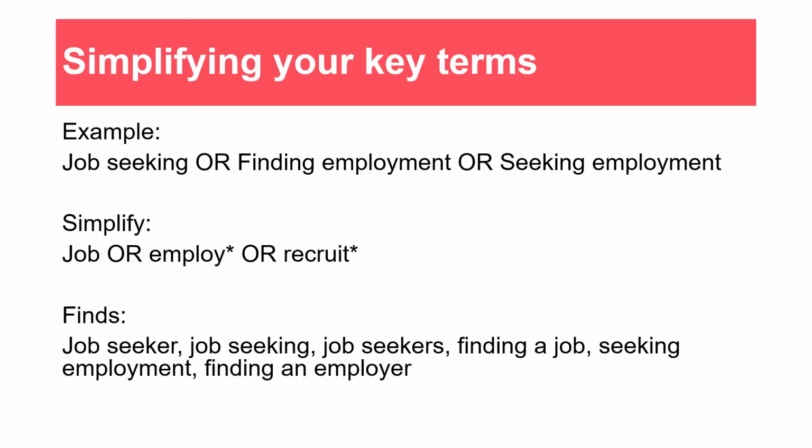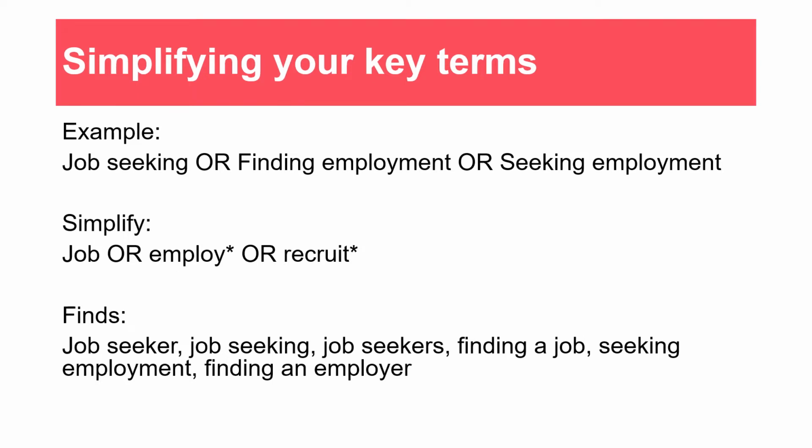Sometimes you need to simplify your search terms or the key terms that you are using in order to retrieve relevant results. The example search that I'm using, the first line, is quite specific. It's using phrases job seeking, finding employment. A simpler way of approaching this, if you're not generating papers, is to pare back the language and simplify the terms. So rather than specify job seeking, just search job. This will find the terms job seeker, job seeking, job seekers, finding a job. All of those will be retrieved by the simple term job.